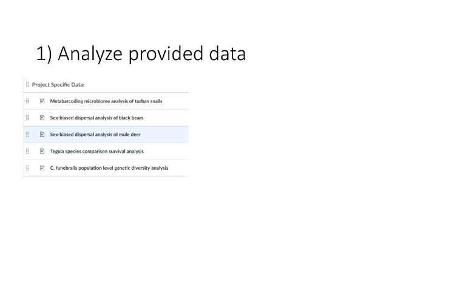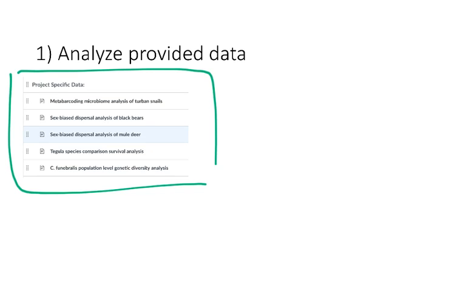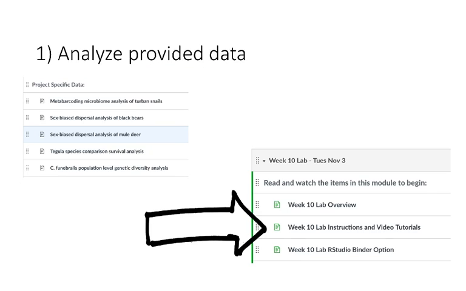Okay, so how do we go about writing the information in this results section or gathering that information? The first thing you'll want to do is analyze the data that's been provided for you. So here, again, I have an image of that portion of the Canvas module. Remember, each of your groups has a project-specific data page. That's where the data is available for you. And then what you want to do is, of course, analyze that data.